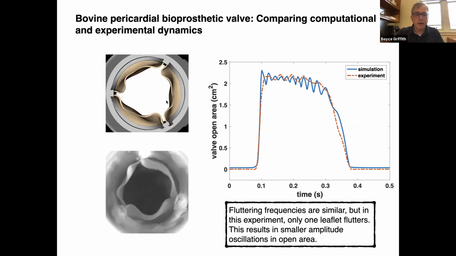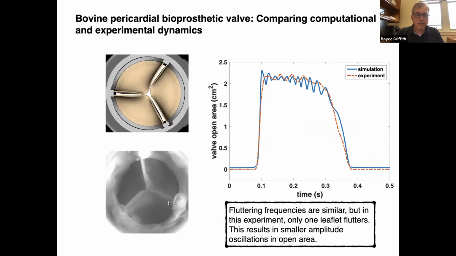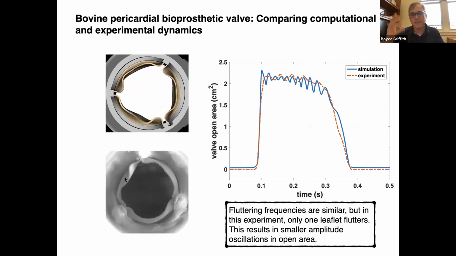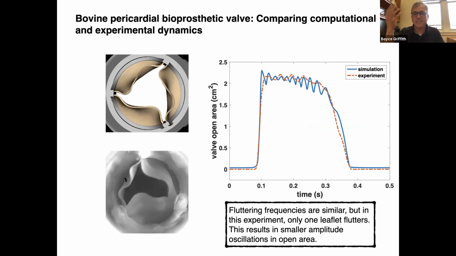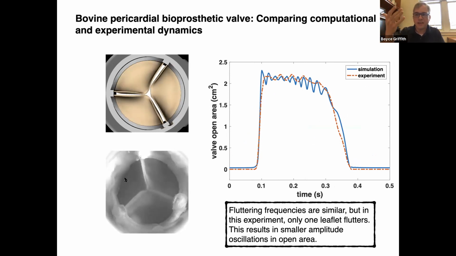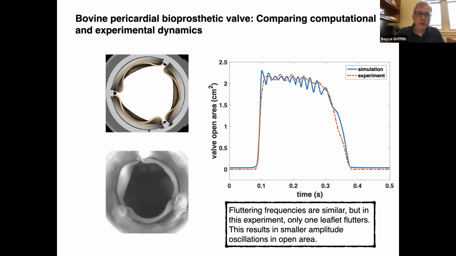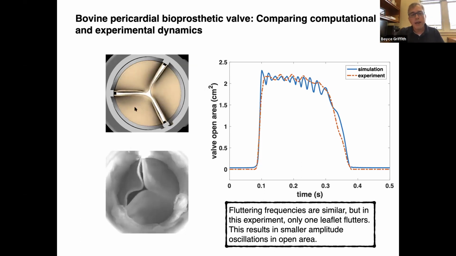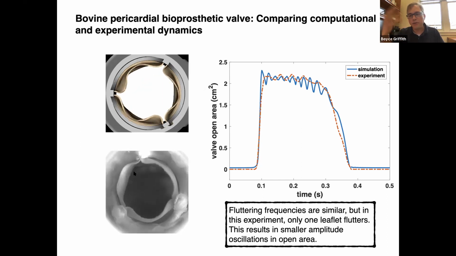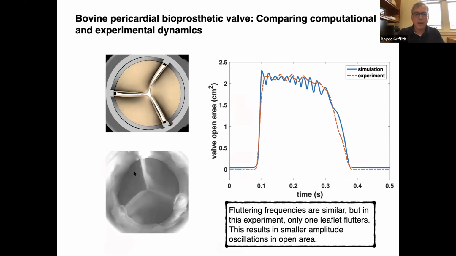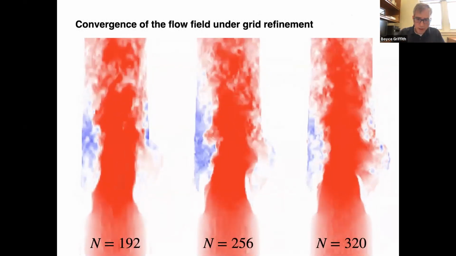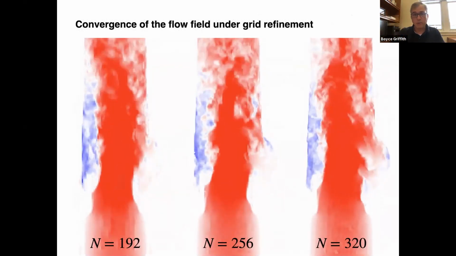Here we're getting fluttering in all three of our leaflets. This particular video only shows fluttering in one leaflet. This particular valve was a little bit twitchy. Sometimes you would get fluttering in all the leaflets, sometimes you'd only get one. But the frequencies are, I would say, pretty similar. And again, we don't actually know the biomechanical properties of this exact valve, so this is using a sort of generic model of the biomechanics of the flexible leaflets.